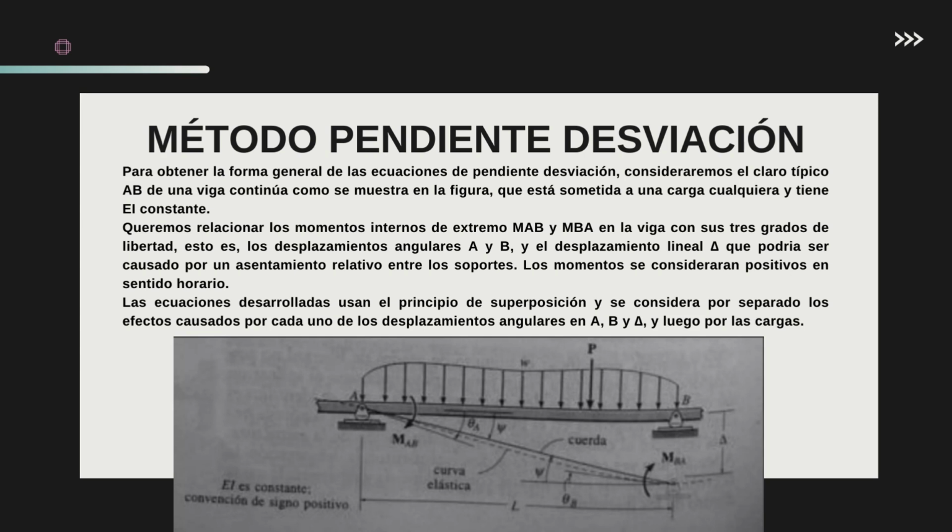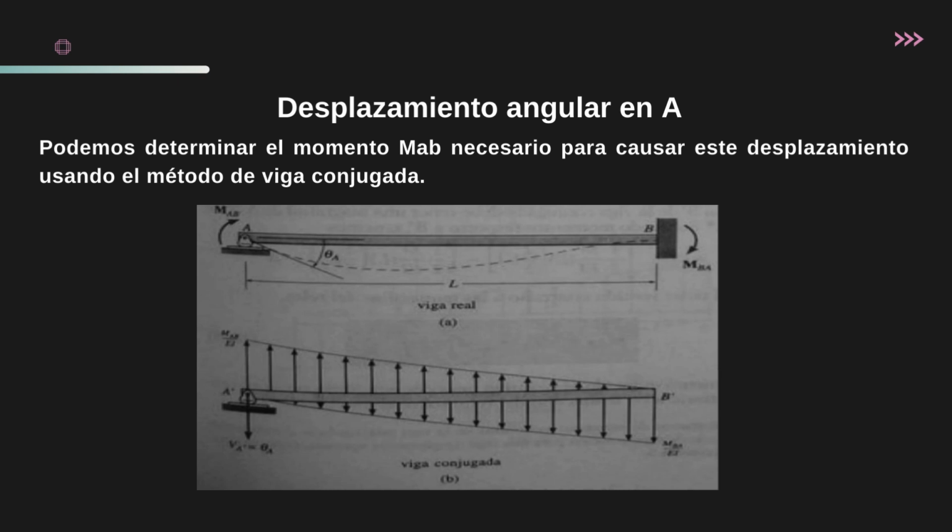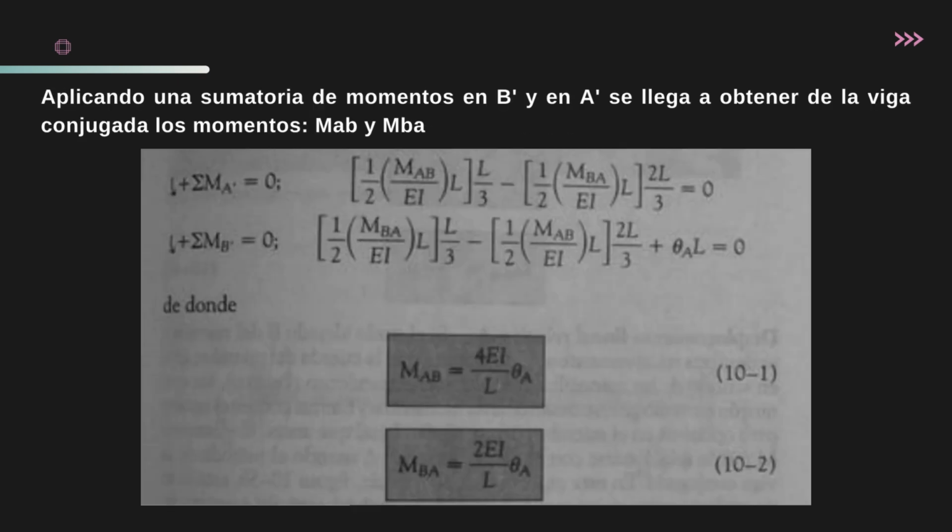The equations developed use the superposition principle and consider separately the effects caused by each of the angular displacements at A, B, and the increment Δ, and then by the loads. Angular displacement in A. We can determine the moment MAB required to cause this displacement using the conjugate beam method. Applying a summation of moments at B and A, we obtain the moments of the conjugate beam, MAB and MBA.